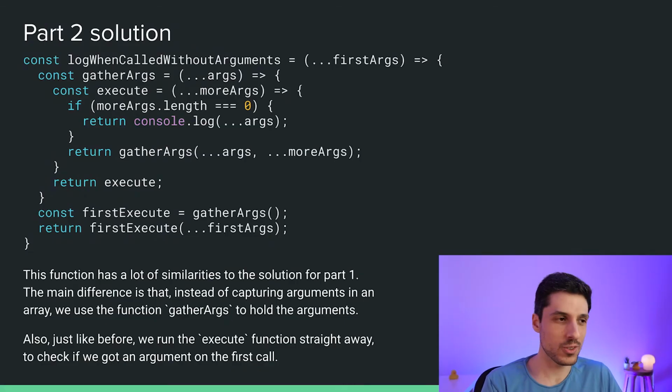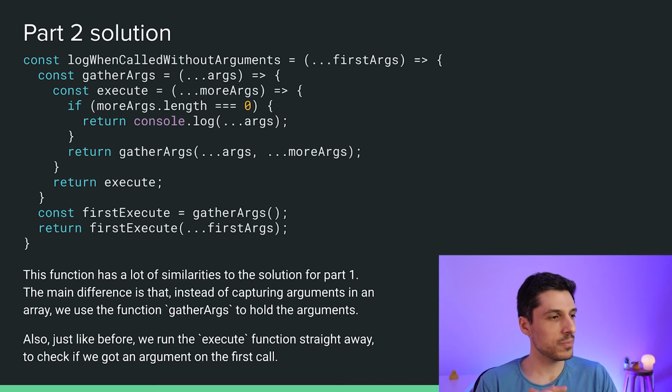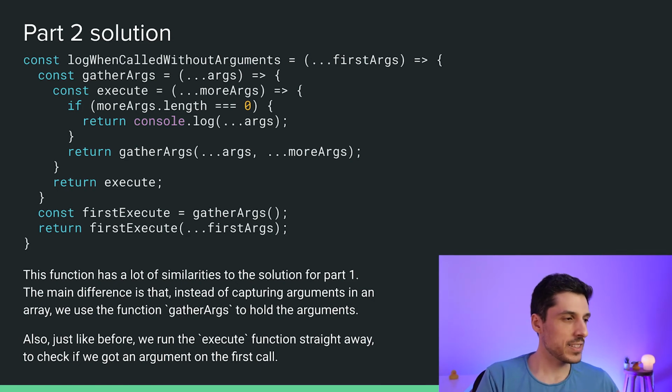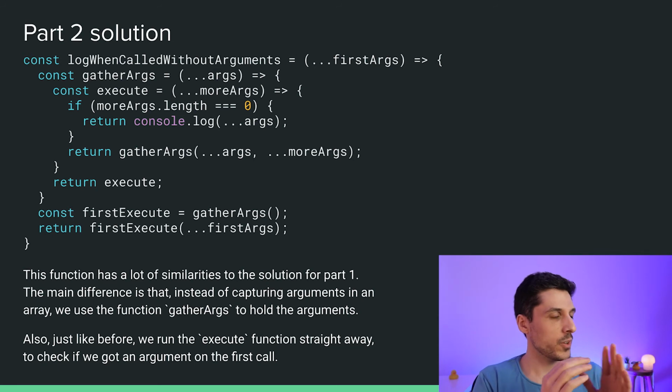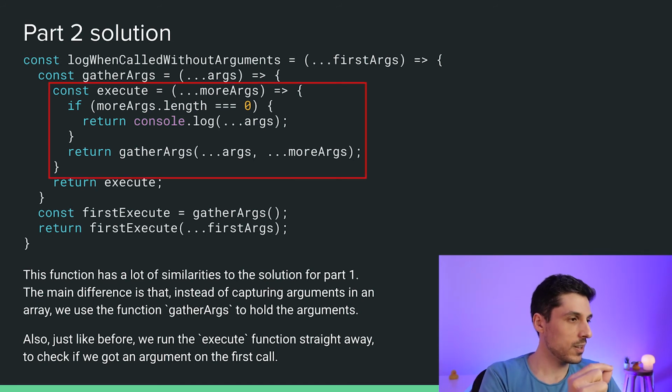All right, and finally, here is the solution to part 2. Hopefully you can see it on the screen. And this is fairly similar to both part 1 and the curry utility. The main difference to the part 1 solution is that instead of having an array to store our arguments, we now have another inner function, right? The function gatherArgs.